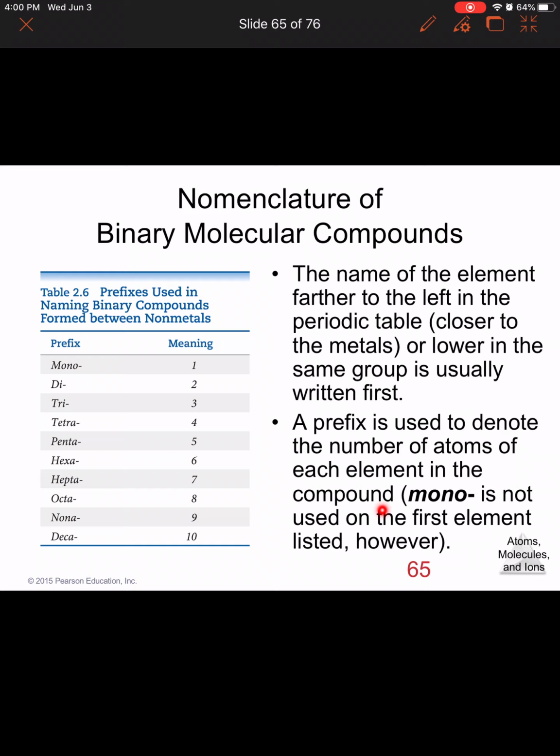Now, in ionic compounds, we do not use any prefixes like mono, di, tri, tetra, penta, hexa, hepta, octa, nona, deca. We don't use any of these prefixes in ionic compounds. But in covalent compounds, we do use them. But we don't use mono if you have only one atom of your first element. Okay, mono is not used on the first element listed, however.